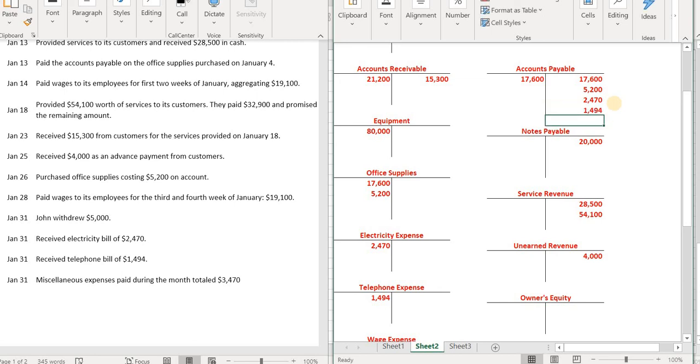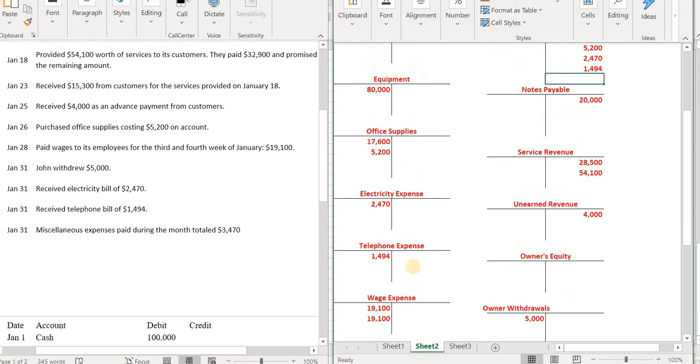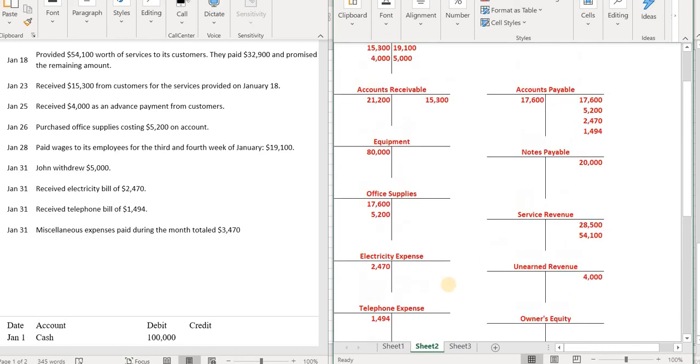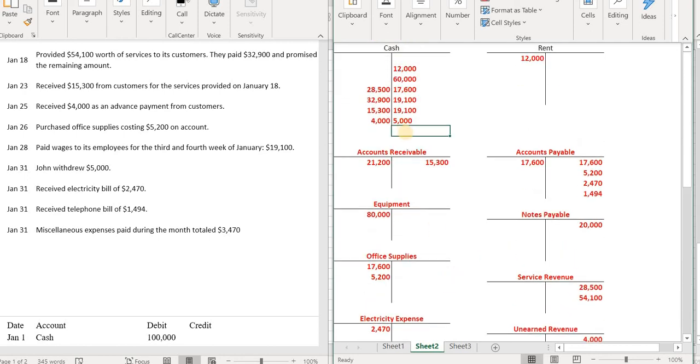And then the last transaction of the month, miscellaneous expenses paid totaled $3,470. So please record our miscellaneous expenses of $3,470 that we paid. So our expenses are going to increase, our cash is going to decrease. We paid them. So I'm debiting miscellaneous expense for $3,470, and I'm going to credit cash for $3,470.